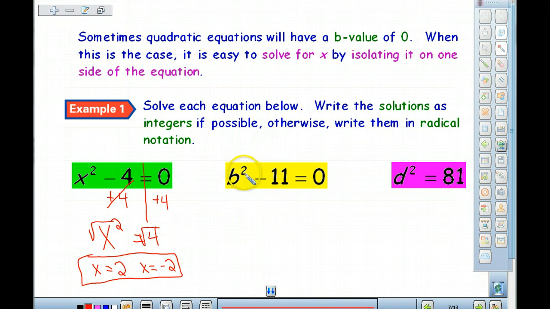In this case, I have b squared minus 11 equals 0. So I have to get my b squared by itself in order for this to work. So I need to add 11 on both sides.